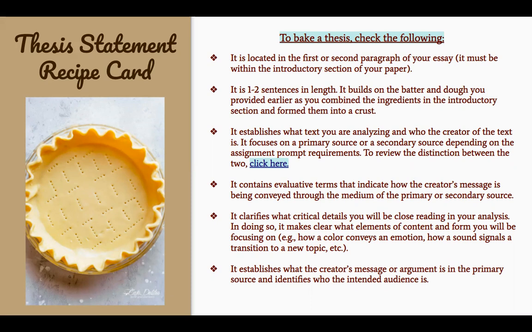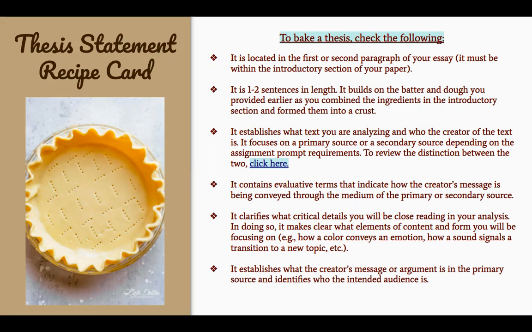A thesis statement should also be 1 to 2 sentences in length. It builds on the batter and dough you provided earlier as you combined the ingredients in the introductory section and formed them into a crust. And so when we think about this thesis statement, right, it's possible it'll be one sentence, but depending on what argument you're putting forth, you might need a second sentence to really allow for that follow through or follow up to happen.